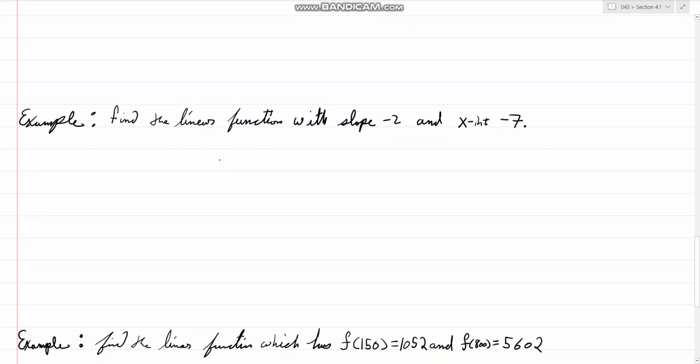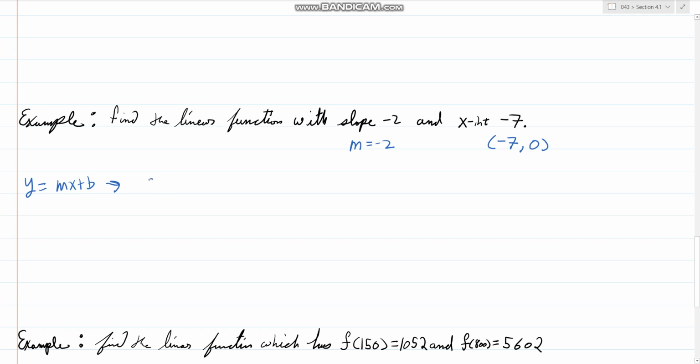Next, we want to find a linear function with the slope of negative 2 and the x-intercept of negative 7. Well, if the slope is negative 2, I can write m equals negative 2, and the x-intercept equals negative 7, so that's like the point negative 7, 0, okay? Well, I can find the line just like I always did. y equals mx plus b, and I can fill out what I know.